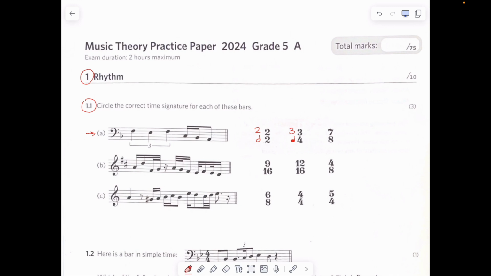The last one is 7-8 time. Top number 7 means 7 beats. Bottom number 8 is a quaver. So there are 7 quaver beats in a bar. Now, if I look at these 3 choices, I could have a minim as a beat, a crotchet as a beat, and a quaver as a beat. So now let's take a look at the rhythm together.